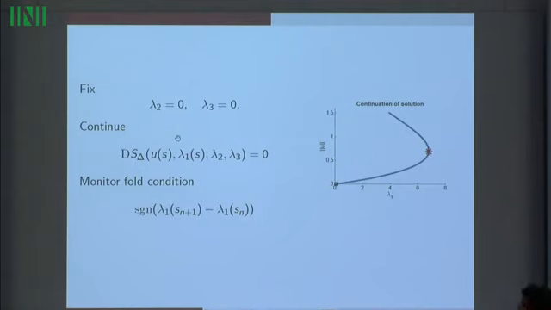So how do you do this? The idea is the following. You first start with a simple problem, and this simple problem in this case just means solve the semilinear Poisson equation. So just get a solution. Once I have a solution, I can continue these solutions and monitor the cusp condition along the solutions, monitor the fold conditions along the solution, and check when I hit a fold.